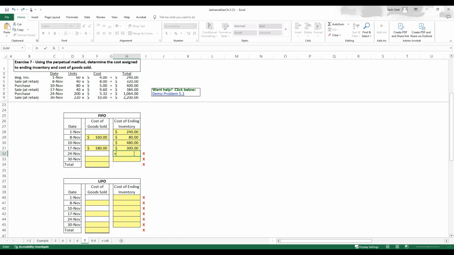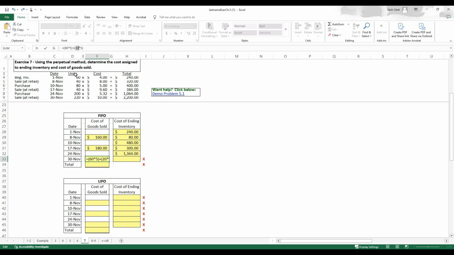Okay, on the 24th, we add another 1064. It starts to get a little tricky when you can't see all the layers. But we sold out of the first layer here because we had 40 and 20, and that was 60 total. We added 80. 20 of those are gone, so we have 60 left over. So I'm going to steal this formula. We've got 60 at $5. Because that was 80 that's from this layer. And then we had this layer.